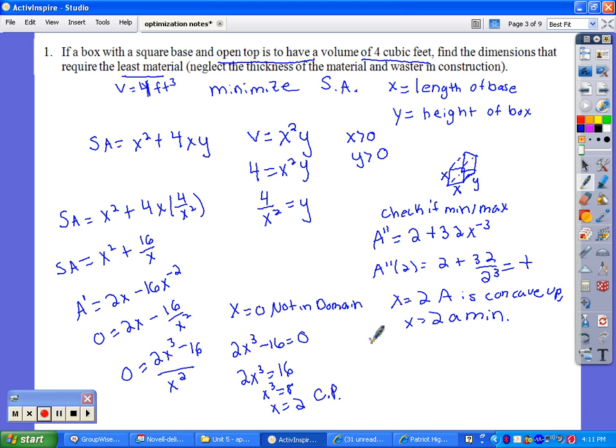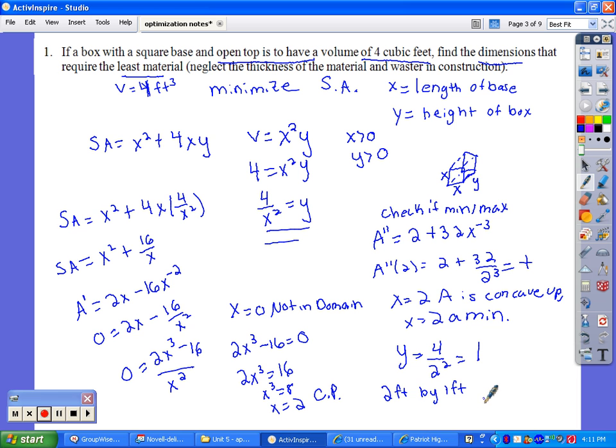And then we need to find, they said the dimensions. So we found the length of the base, we need to find the length of the height, which is y. So I'm going to plug in 2 into my equation for y, which is right here. So I'm going to say y is equal to 4 over 2 squared. So it's 4 divided by 4, so it's 1. So my dimensions are 2 feet by 1 foot. Okay. So, which would minimize the surface area.